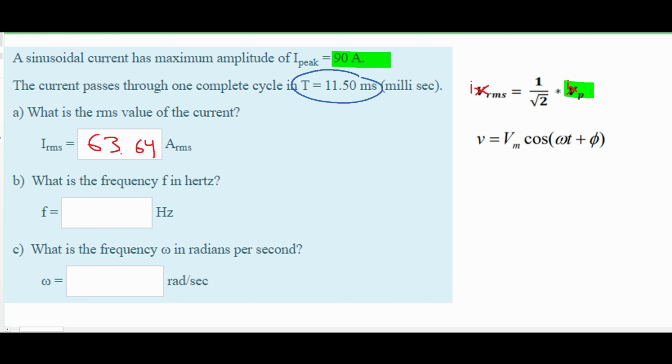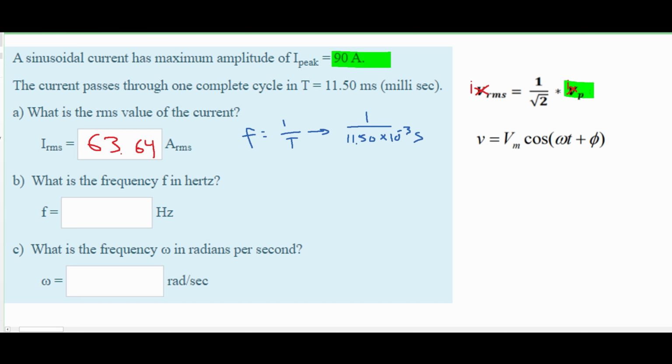Now we are going to look at the frequency in hertz. We're given the cycle, which is that t is equal to 11.50 milliseconds. And we know that frequency is just the cycle inverted, or frequency is equal to 1 over t. Before we do this though, we need to convert our milliseconds into seconds. We are going to have 1 over our 11.50, and we know 1 milli is equal to 10 to the negative 3.